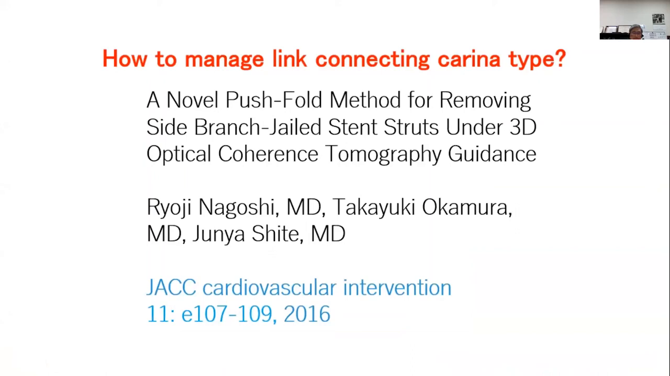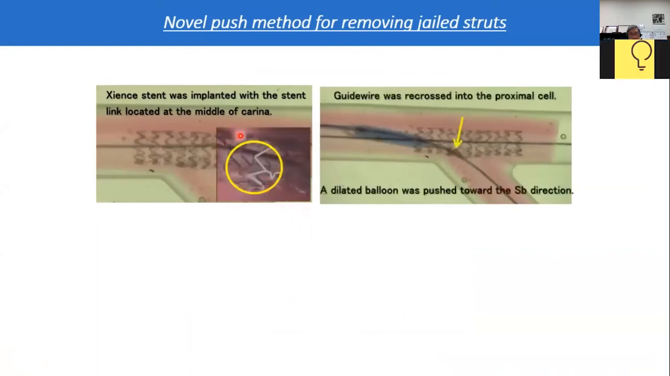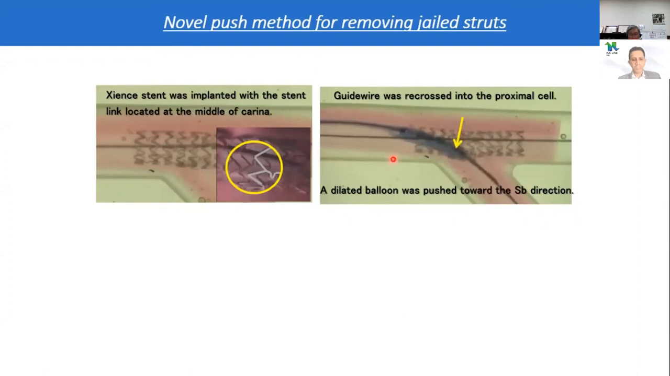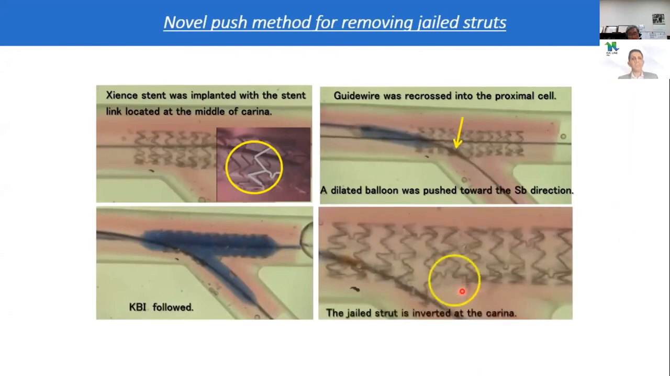The problem is how to manage the link connecting to carina type. In this situation, we usually do the novel push-forward method. The concept is a jailed stent implanted crossover to the side branch. And at the orifice of the side branch, the stent link is here, a link connecting to carina type. So we intentionally cross the guide wire through the proximal cell, and while the balloon is inflated, push strongly to push the stent to the side branch side. And then KBT was done.